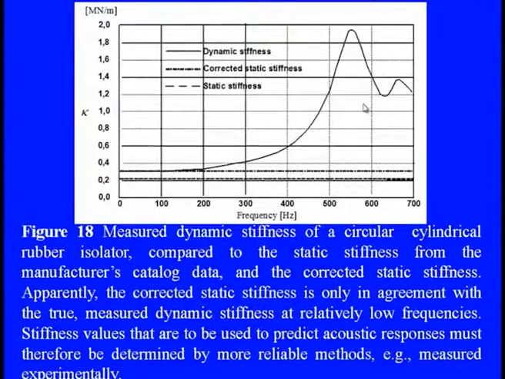The stiffness values can be used to predict the acoustic responses, and we can straightaway find the more reliable method: when we go for higher harmonics, the dynamic stiffnesses always give the correct value as compared to the corrected static stiffness, or the static stiffness as well. So this is all about the isolator stiffnesses.